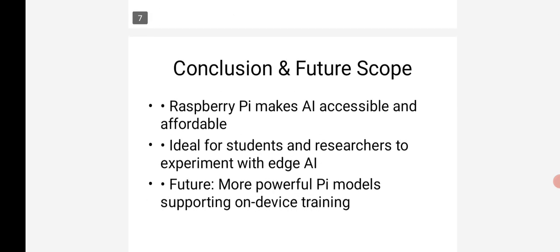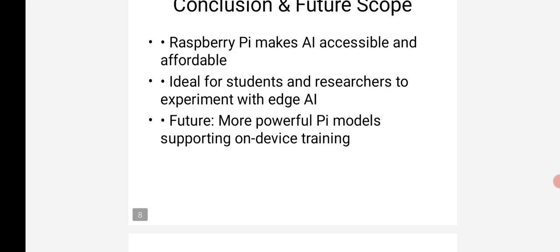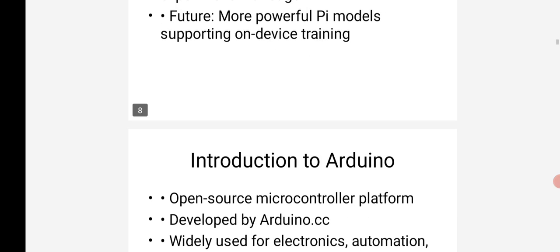So, what are the conclusion and future scope? Raspberry Pi makes AI accessible and affordable, ideal for students and researchers to experiment with AI. In future, more powerful Pi models supporting on-device training. These are all the conclusion and future scope of Raspberry Pi in artificial intelligence and machine learning.